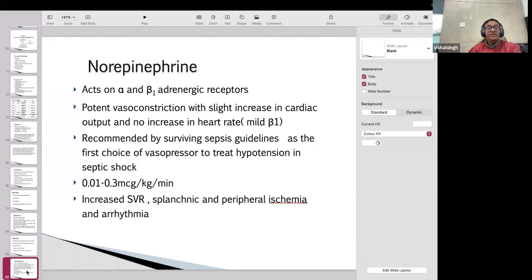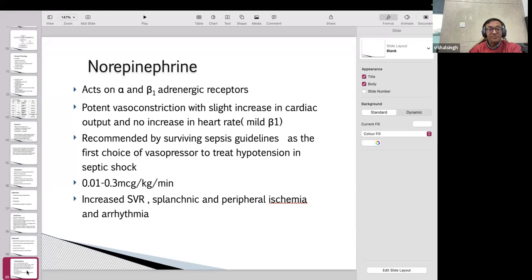It acts on alpha-1 and beta-1 adrenergic receptors, a potent vasoconstrictor with a slight increase in cardiac output and no specific increase in heart rate, because it affects the beta-1 adrenergic receptors only marginally. And as I just discussed, it's the first choice of vasopressor for hypotension and septic shock. Dose ranges from 0.01 to 0.3 microgram per kg per minute. Increased SVR, obviously, and splanchnic and peripheral ischemia and arrhythmia are the side effects, especially if used in a very high dose.